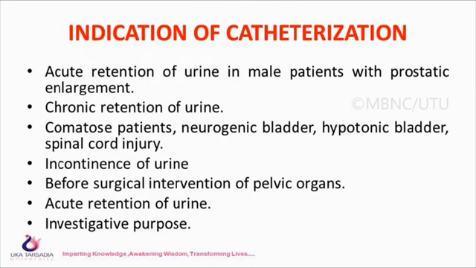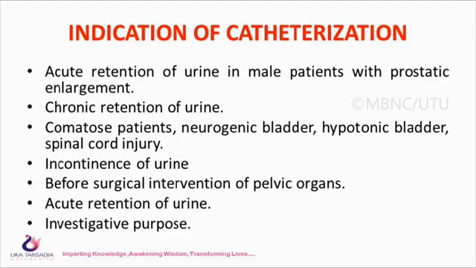Indications of catheterization. First, acute retention of urine in male patients with prostatic enlargement. Then chronic retention of urine. Then comatose patients, neurogenic bladder, hypotonic bladder and spinal cord injury. Then incontinence of urine, before surgical intervention of pelvic organs, acute retention of urine and investigative purposes.